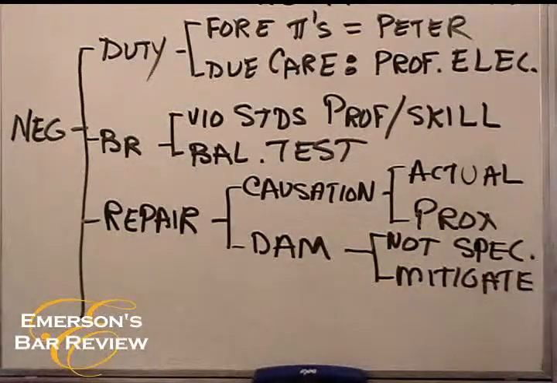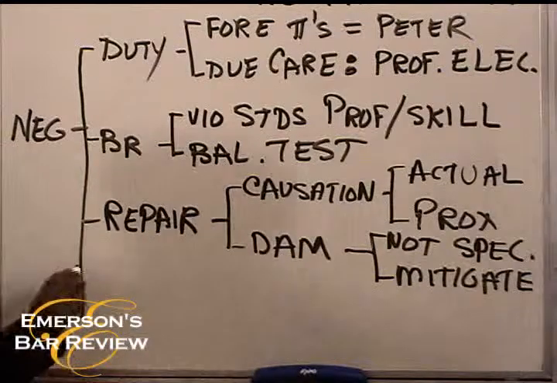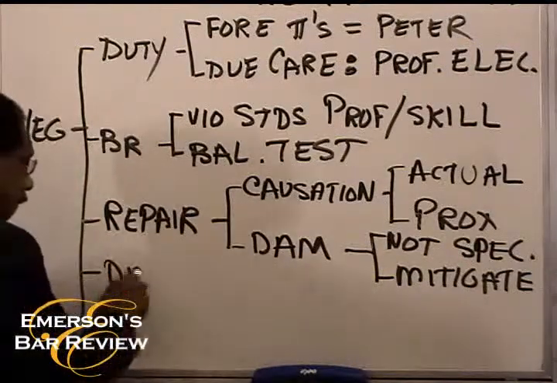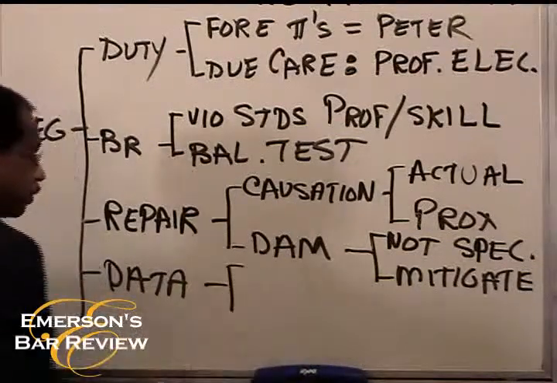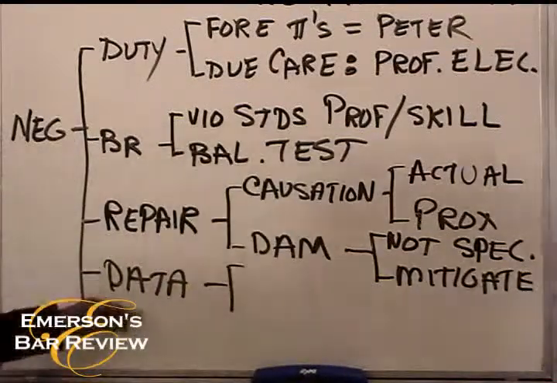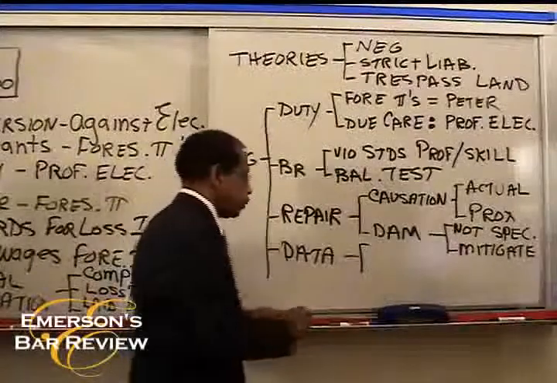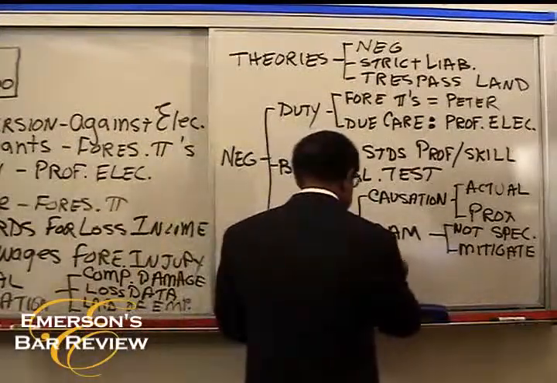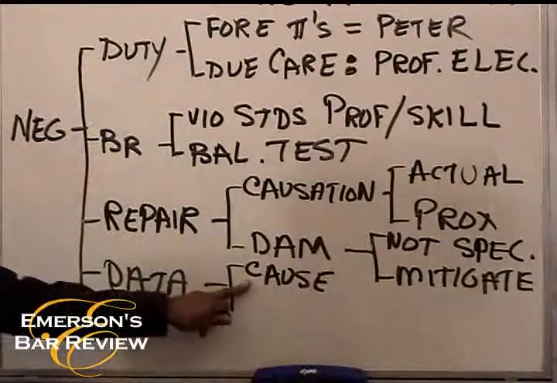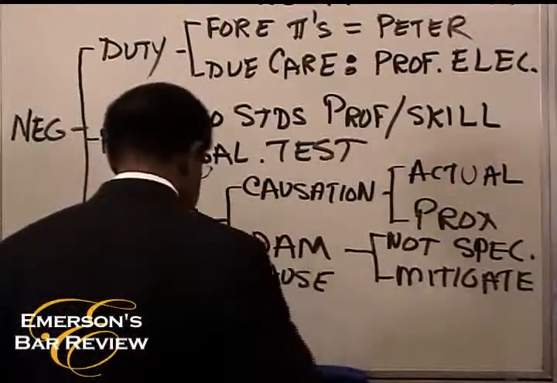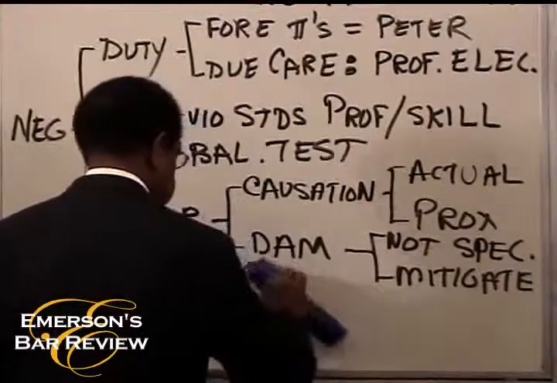Secondly, Peter wants the cost of restoring the data. First of all, was the data lost because of Dan's negligence? And certainly, you've got the causation again. And the answer is yes, the data was lost. Let me put this in here in a little bit clearer form.